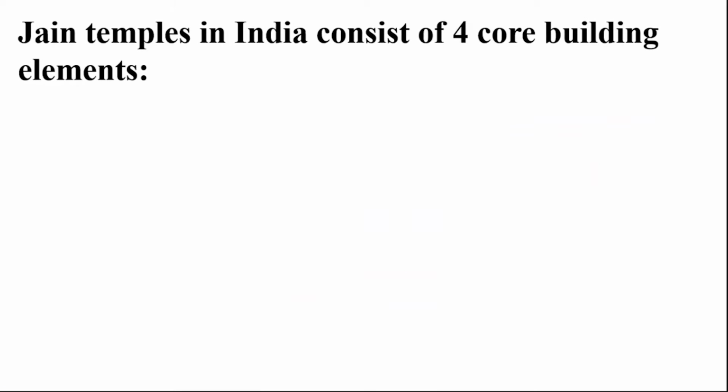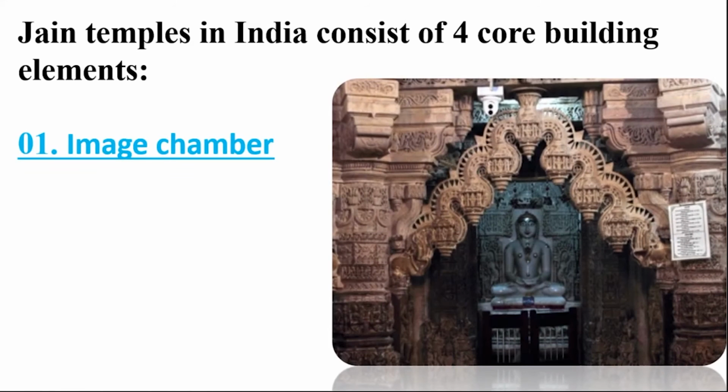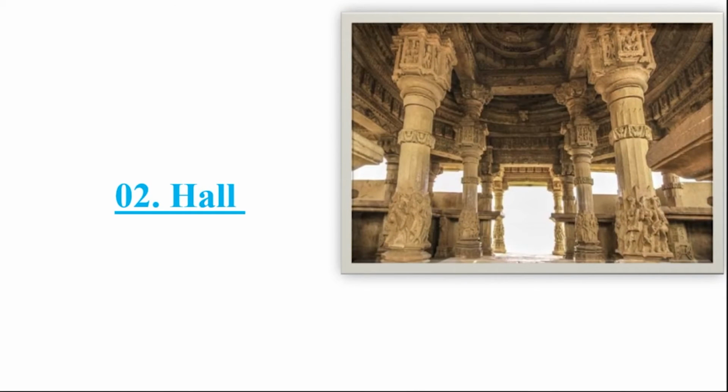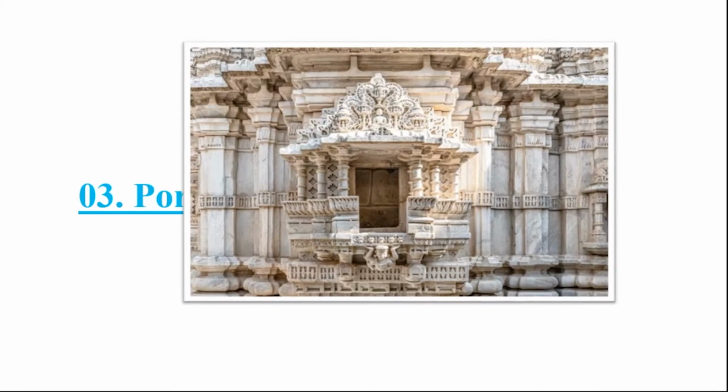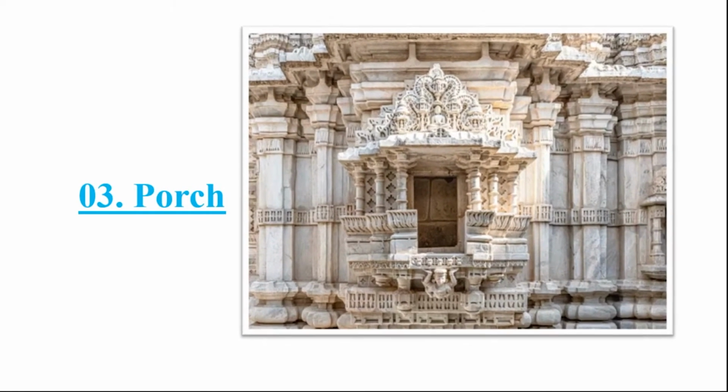The majority of Jain temples in India consist of 4 core building elements. The first one is the image chamber. See this image chamber, which looks like the Garbhagriha. Next element is the hall. See this image of the hall, which looks like the Mandapa. And the third element is the porch. It is a room or gallery located in front of an entrance building.